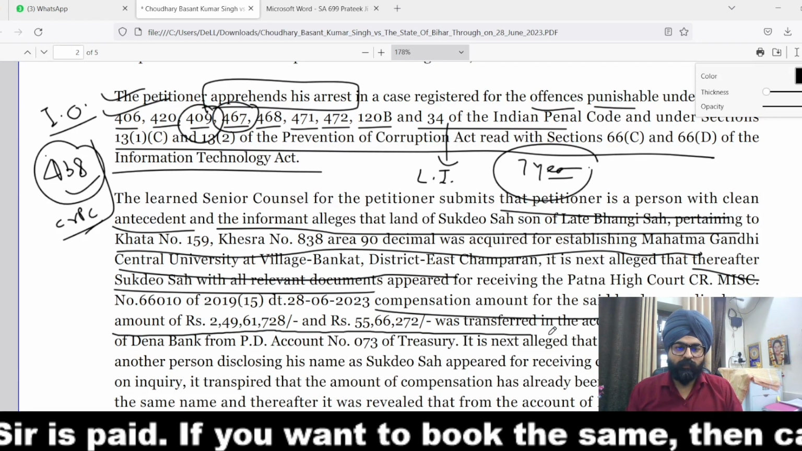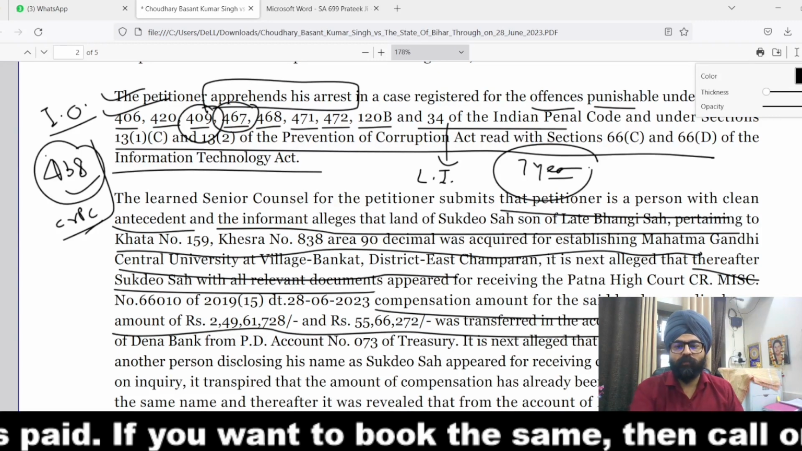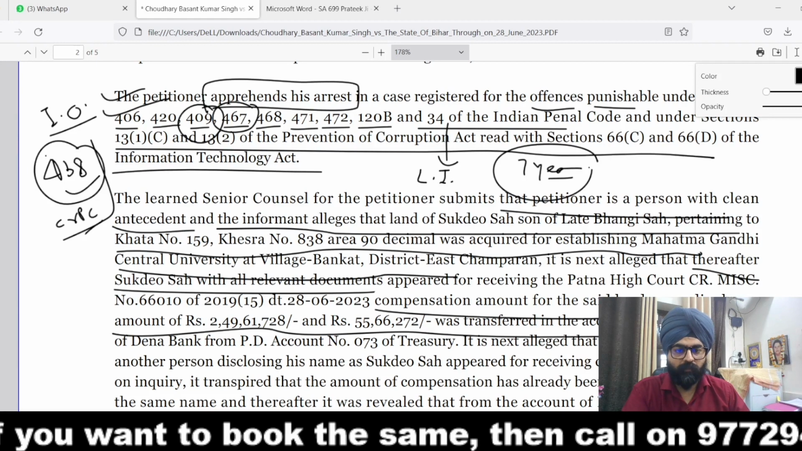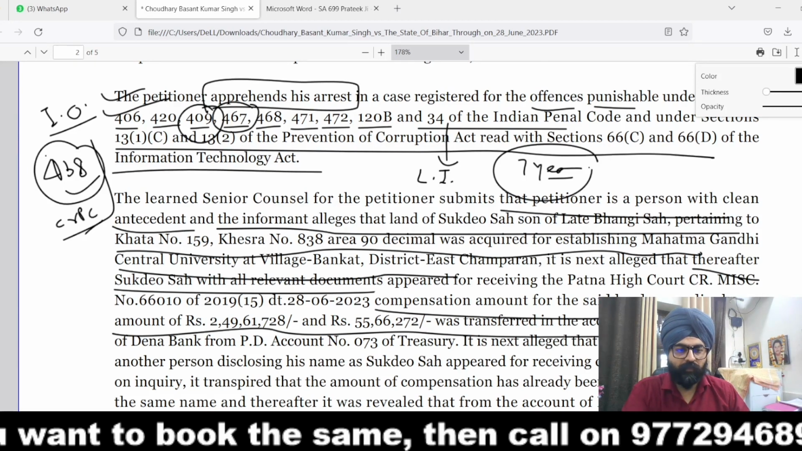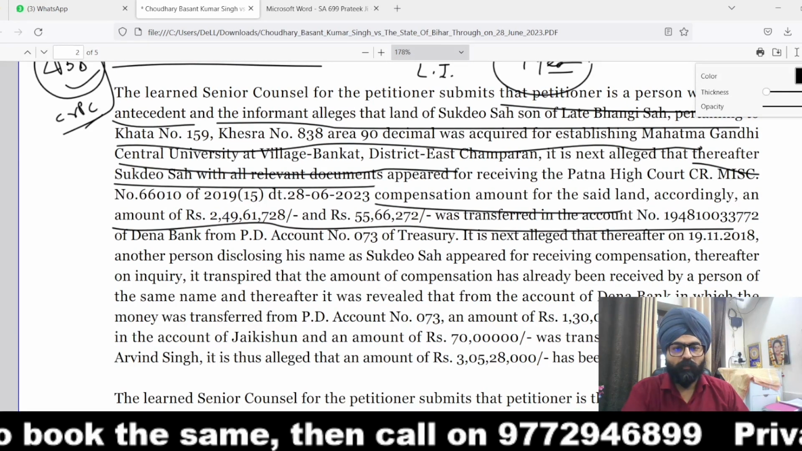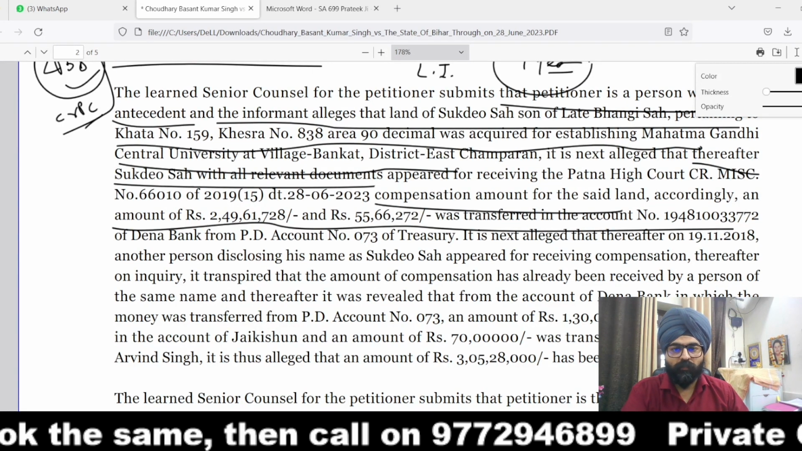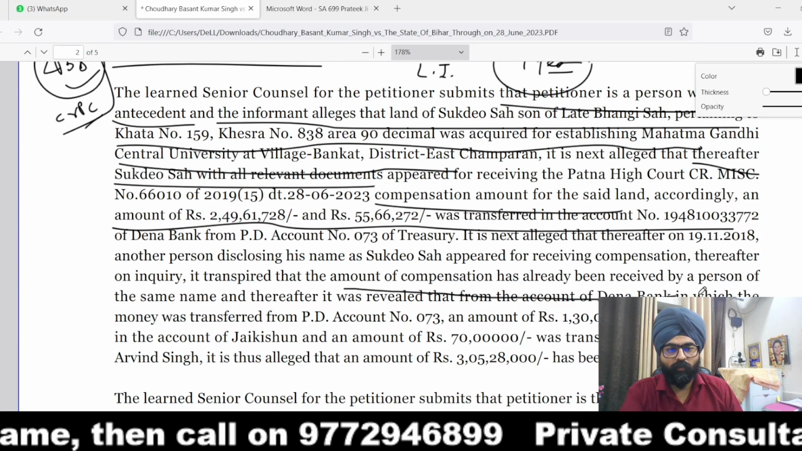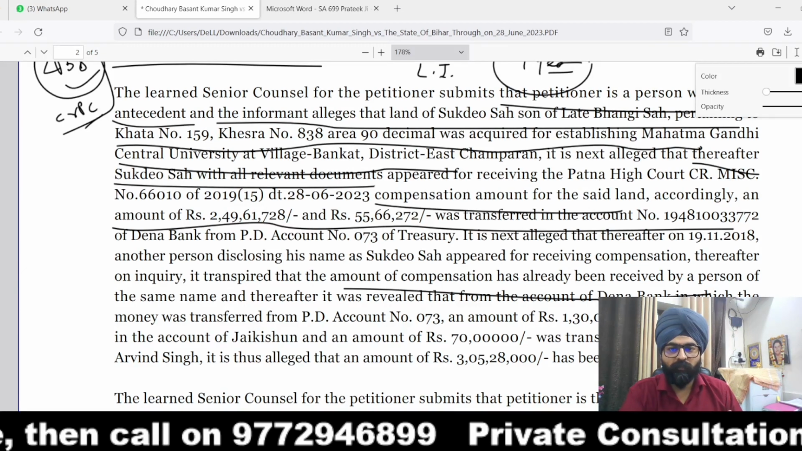And the said amount has been transferred into the concerned accounts of Dena Bank from the PD account number so and so of Treasury. It is alleged that thereafter another person, disclosing his name as Sukhdev, appeared for receiving compensation. Thereafter, on inquiry, it was found that the amount of compensation had already been awarded and given to the concerned person having the same name.